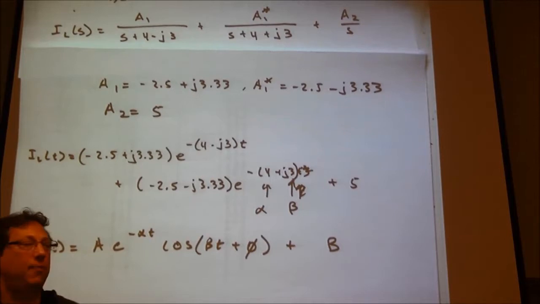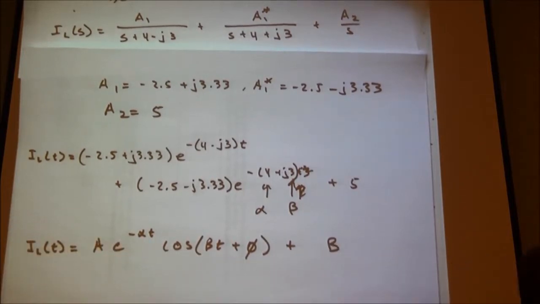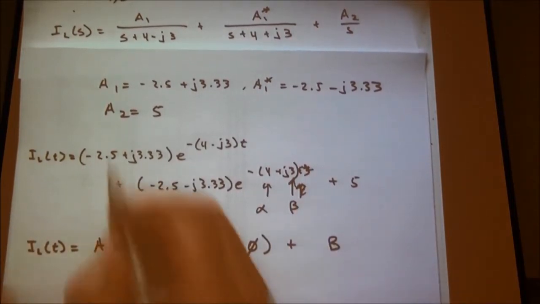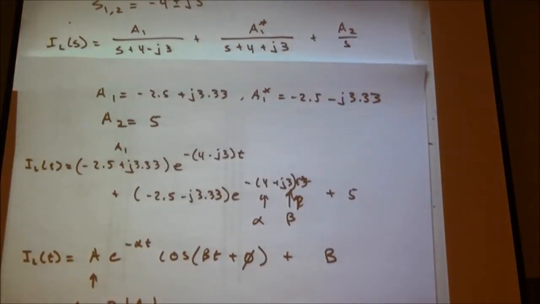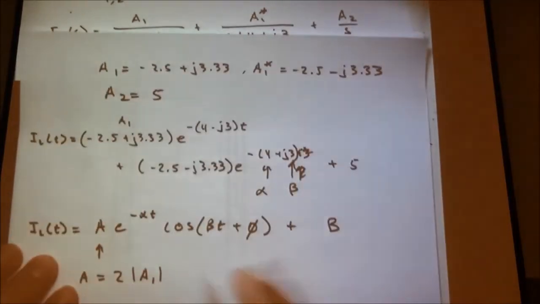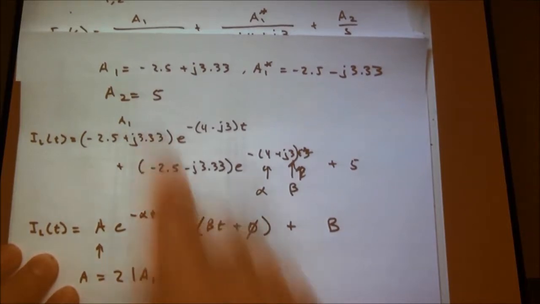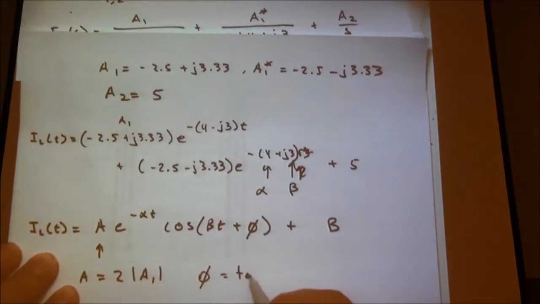This is the same solution, in trigonometric form. You can walk back and forth using Euler's law. Remember, this was A1. A in this case equals 2 times the magnitude of A1, and phi is the angle of A1, or in this case, tangent inverse of 3.33 over minus 2.5.